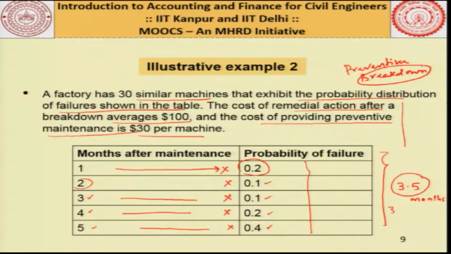So let us say you have 30 machines and you are incurring $100 as breakdown maintenance cost. So this will get distributed over a period of 3.5 months. So this is the cost that you have to incur in case you are going in for breakdown maintenance. Now you have other strategies also available. For example, you can make a choice of having a preventive maintenance every month, or for that matter every 2 months or every 3 months, every 4 months, every 5 months.